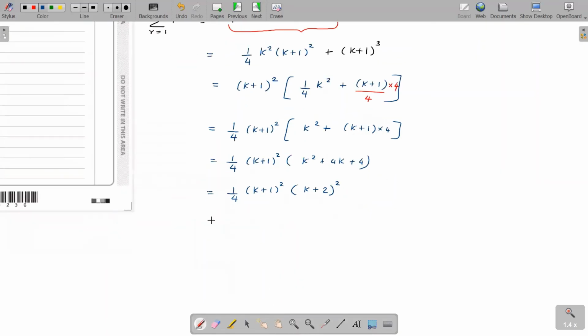So you can say what? Hence, please give your conclusion. Hence, the result is true for n equal k plus 1. And then you can say the result is true for n equal 1. Hence the result is true for n equal k plus 1. So write the statements.